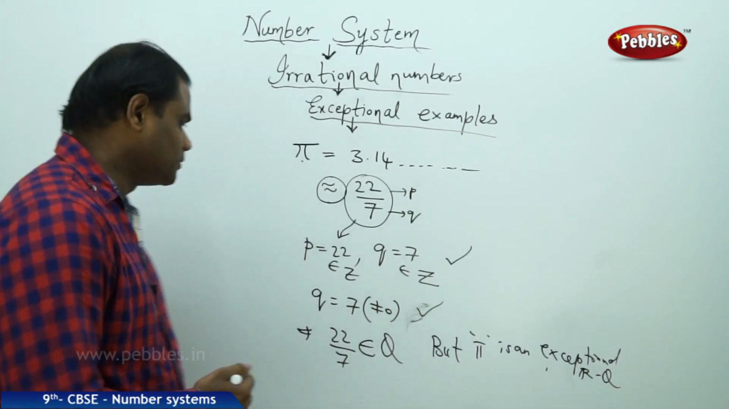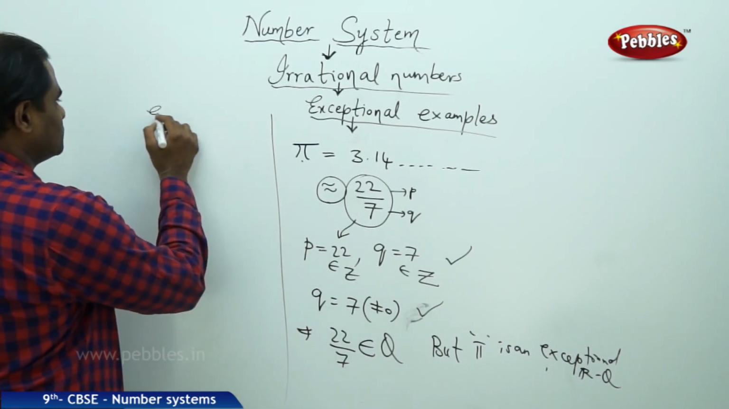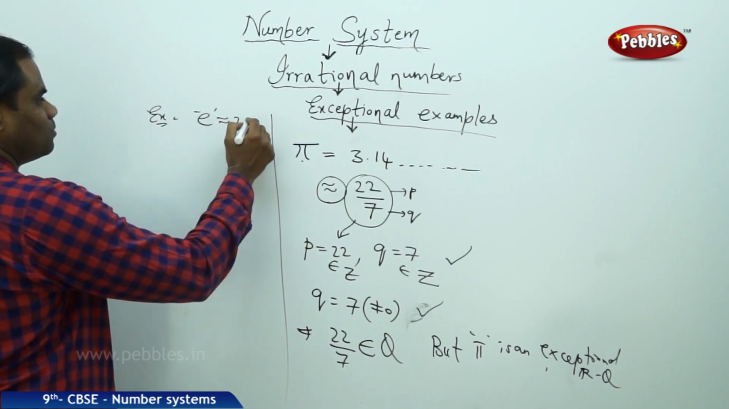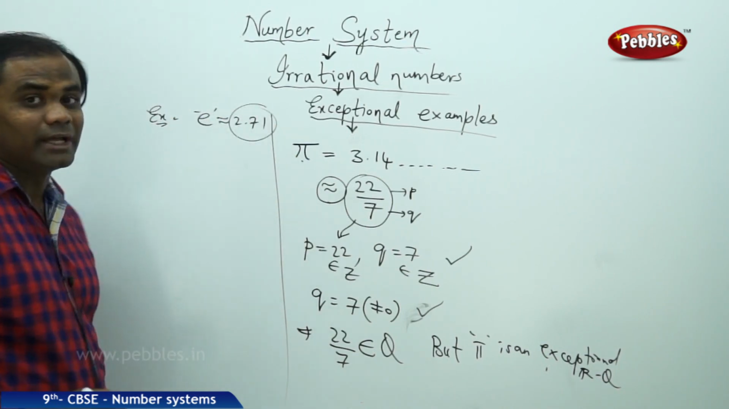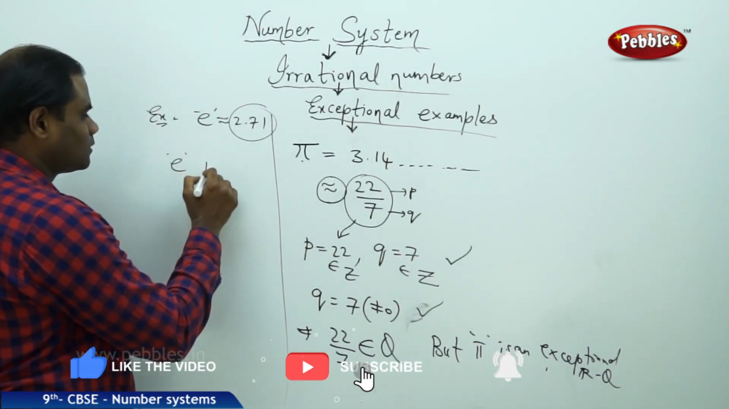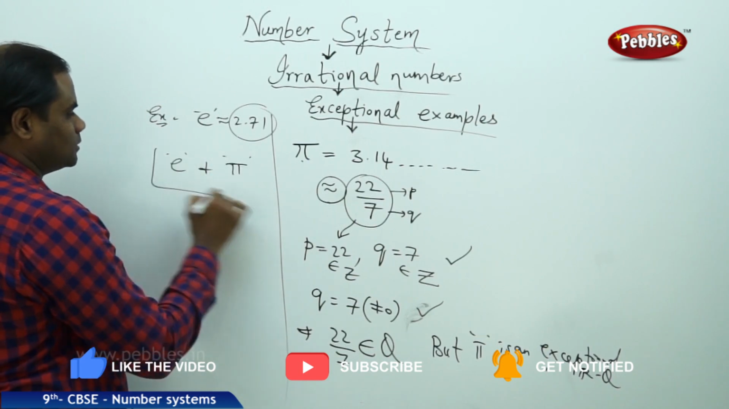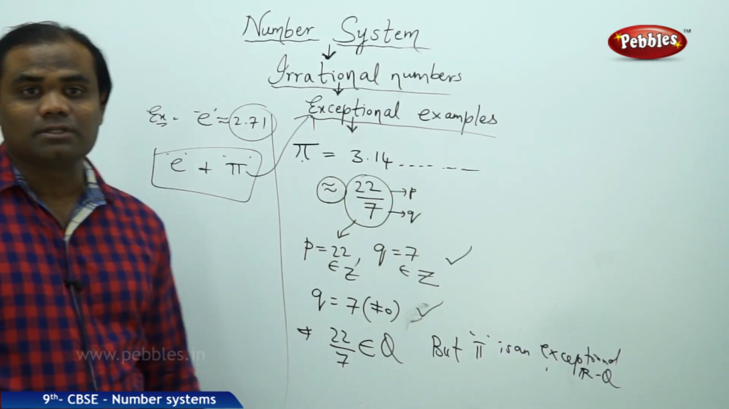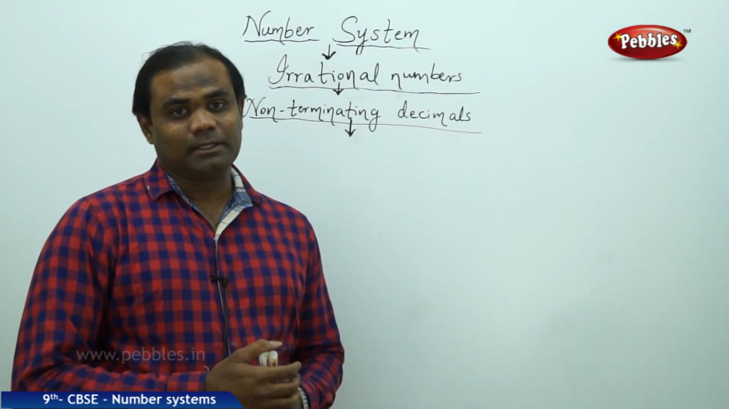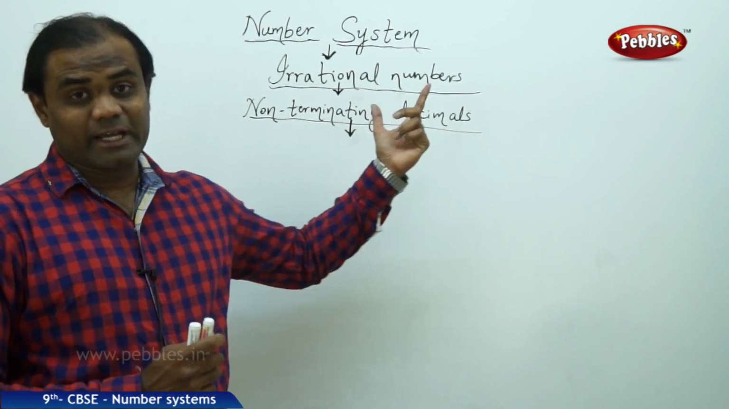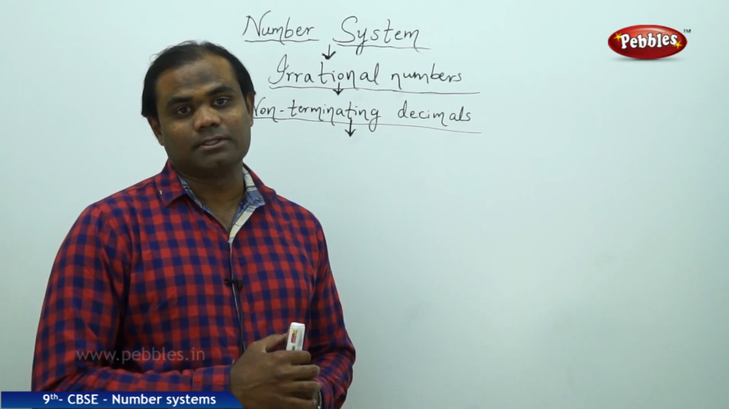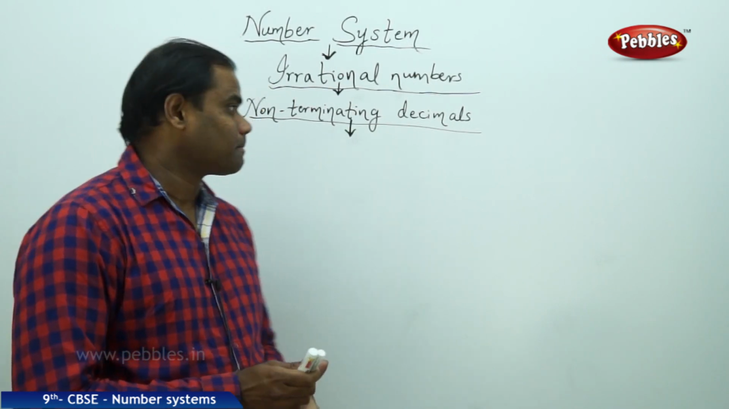There's one more example which we can take, which is e. e is approximately 2.71, which is also an exceptional irrational number. So in the branch of mathematics, e and pi are exceptional irrational numbers, is how we identify them. Let's take one more example of an irrational number, which is very essential to understand the set of irrational numbers as compared to the rational numbers in the branch of mathematics.